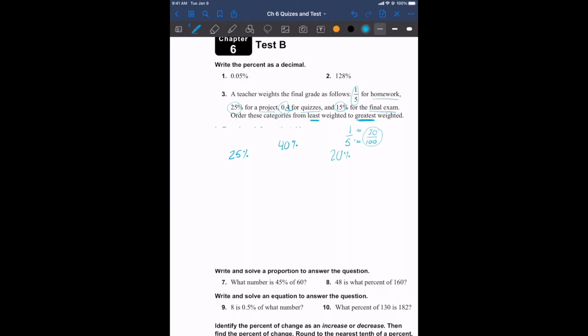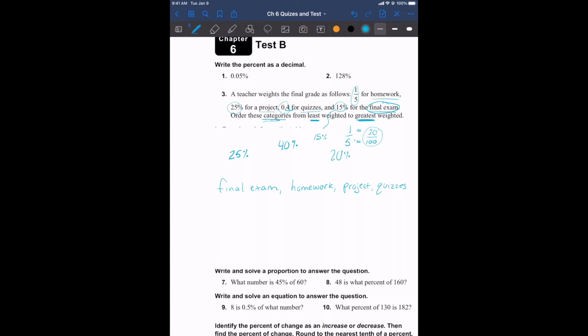Now let's go through and find out which one was the least. The least would be the 15% right here. Don't forget, I didn't write it down, but it's right here. That's the smallest, and that was for the final exam. Okay, so we're rating the categories, not the numbers. So I have final exam. The next smallest is the 1/5 for homework. The next smallest is project. And the highest is quiz.